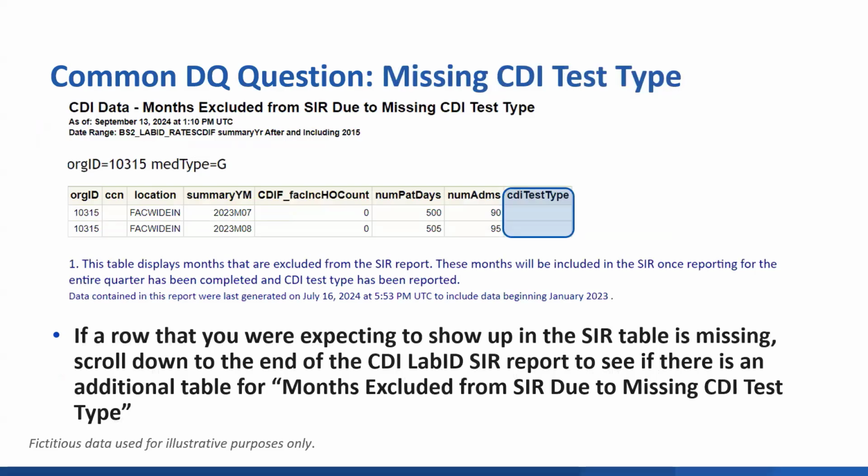Oh, and this is a table I was referencing earlier. This is what the missing CDI test type table looks like. If you haven't reported CDI test type for a quarter yet, you'll see this table at the bottom of your SIR report showing the months that you did report data for, and it'll show that CDI test type is blank and missing. Next slide.